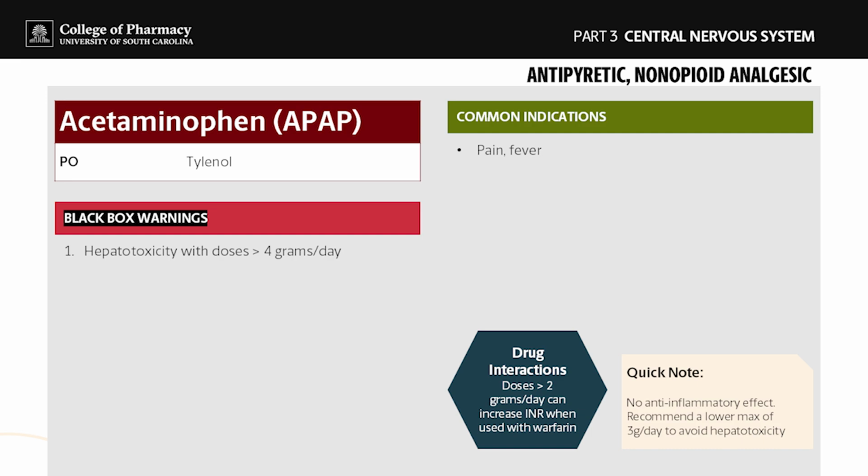The counseling point with this drug is patients need to know that it can cause hepatotoxicity with doses greater than 4 grams per day. 4 grams per day would be how many milligrams? 4,000, yes. So remember, the drugs over the counter, you really need to look at that. People sometimes think that Tylenol or acetaminophen is just an everyday you can take as much as you want, but it's up to us to educate. No, that's not exactly true. And we really like to recommend a lower dose maximum of less than 3,000 milligrams a day to avoid this.